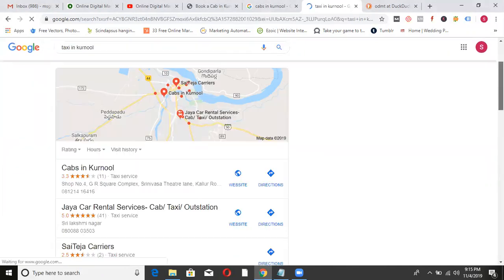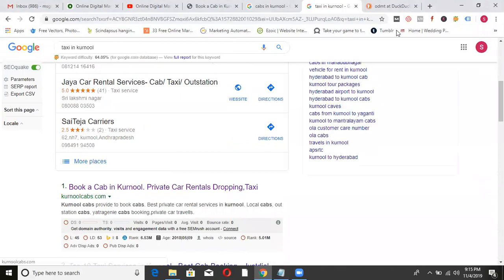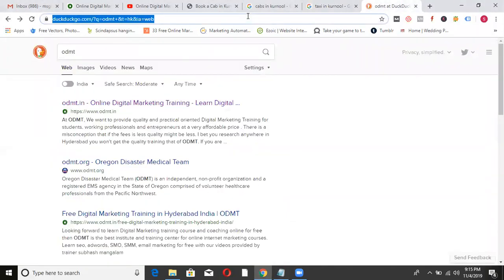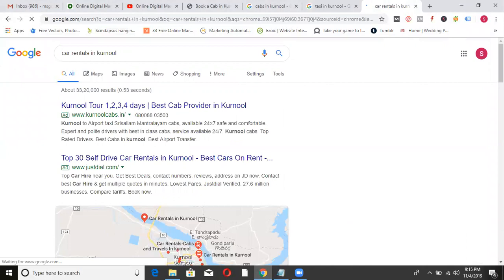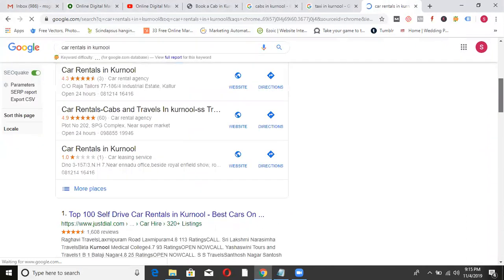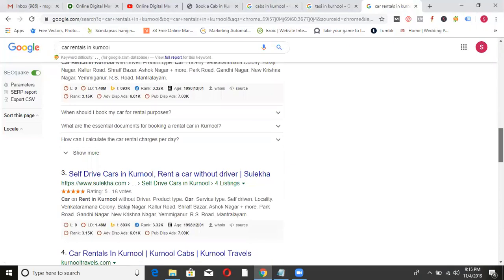For taxi in Kurnool, here also I'm coming in the first position. Let me search car rentals in Kurnool. But there's an ad also on top. Yeah, these are ads anyway. That is not mine anyway.